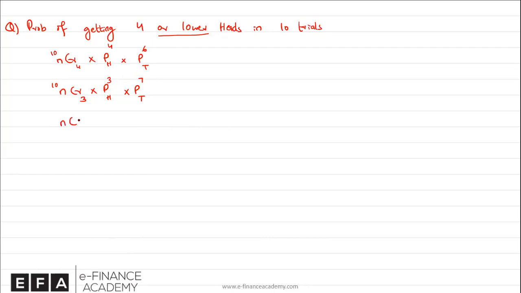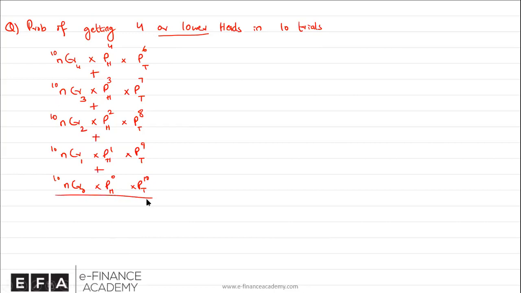You'll repeat the same again for 10 NCR 2, the probability of getting exactly 2: probability of head to the power of 2 times the probability of tail to the power of 8, because out of 10 you will have 8 tails. And then you repeat this until you get to 0, and probability of tail to the power of 9 for 1 head. And finally, when you do it for 0, that's when we will stop. And you will add all these up, because we're saying probability of getting 4 or lower. So you will add all of them up, and that will give you the answer.